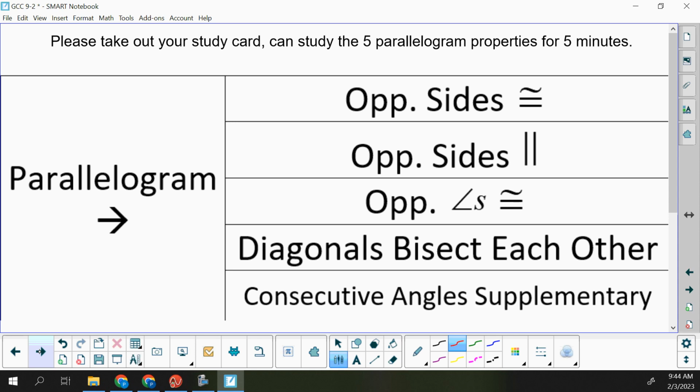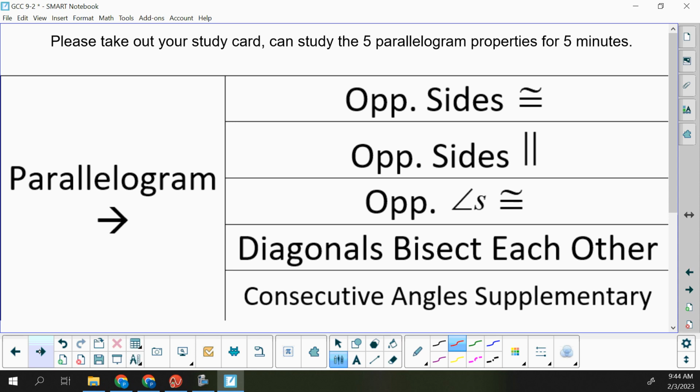So just to be clear how we're reading these, notice the arrow for the implies is over on the left. So we have parallelogram implies opposite sides congruent. Parallelogram implies opposite sides parallel. Parallelogram implies opposite angles congruent. Parallelogram implies diagonals bisect each other. And we won't see this last one much in proofs. We use the last one mostly in algebraic problems, but we have parallelogram implies consecutive angles supplementary.